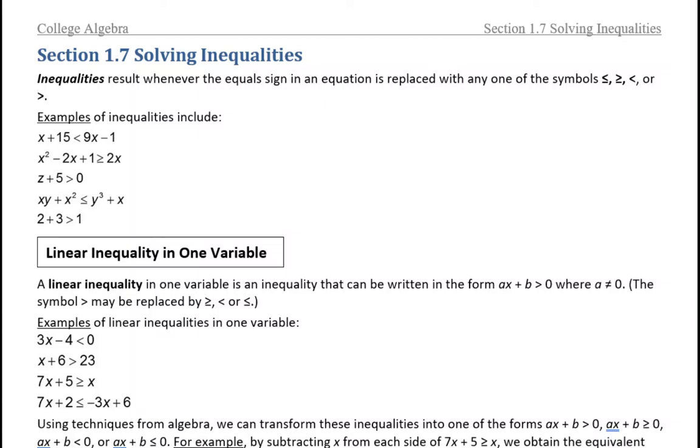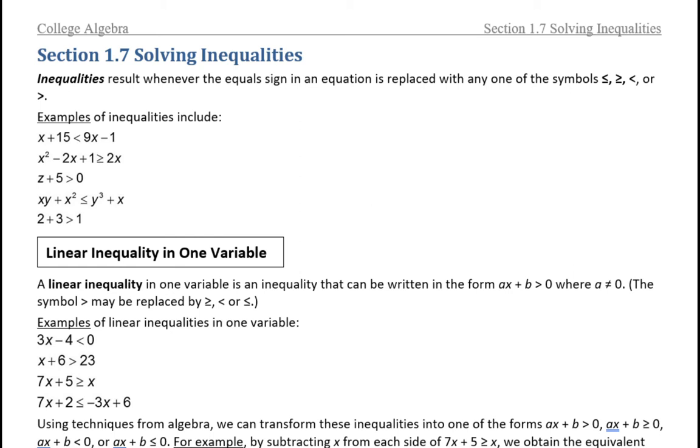Hello everyone. In this video, I'm going to go over some inequalities. It's basically going to be linear inequalities and quadratic inequalities. First of all, what's an inequality?